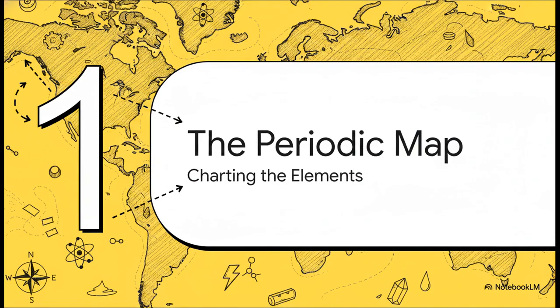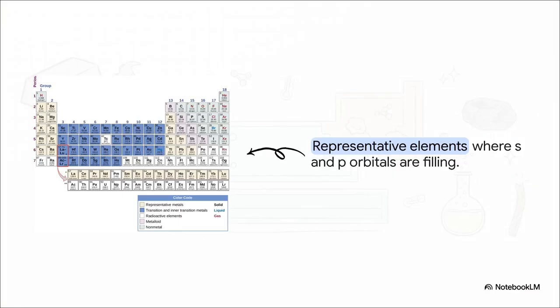All right, part one, the periodic map, charting the elements. You know, it's really best to think of the periodic table not as some boring list, but as an actual geographic map of atomic behavior. Where an element lives on this map tells you exactly how it's going to act.